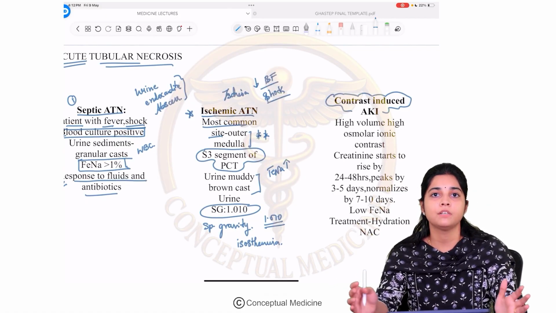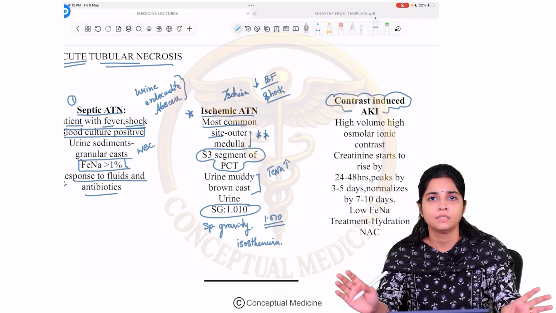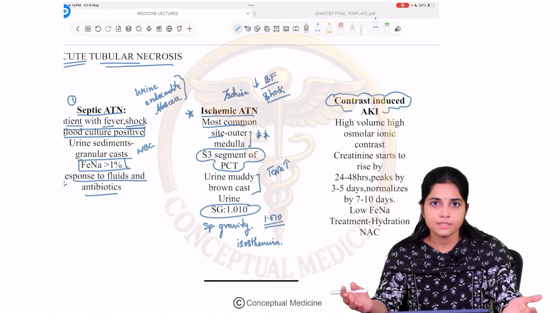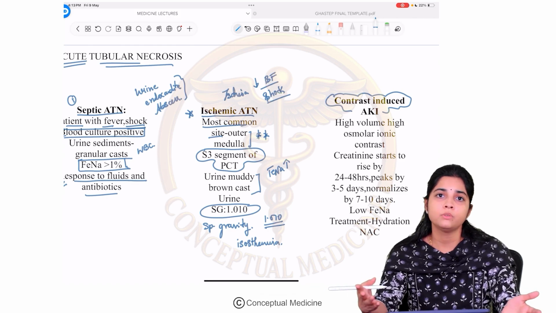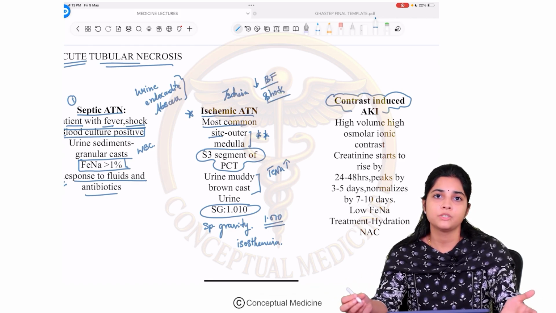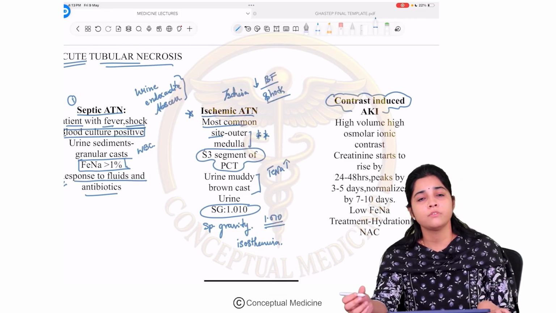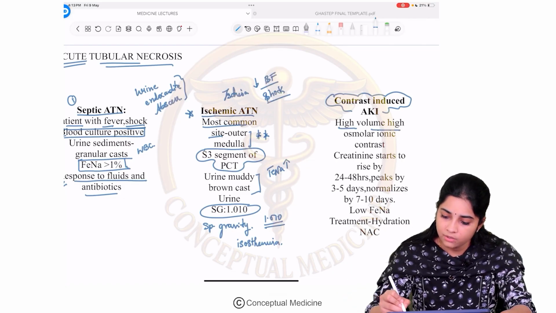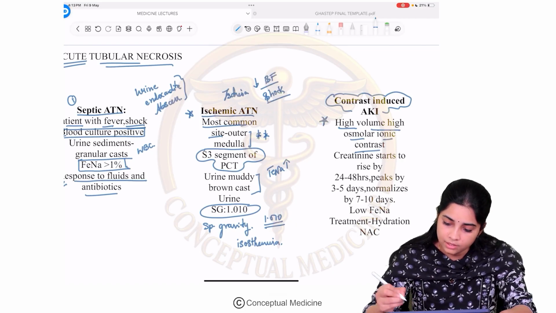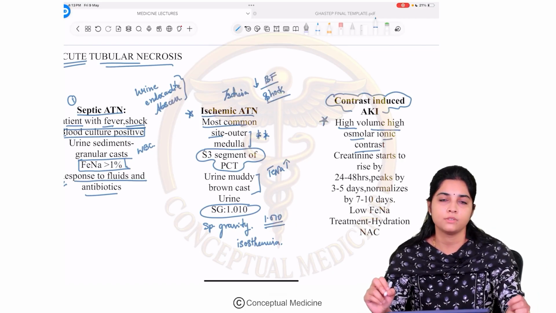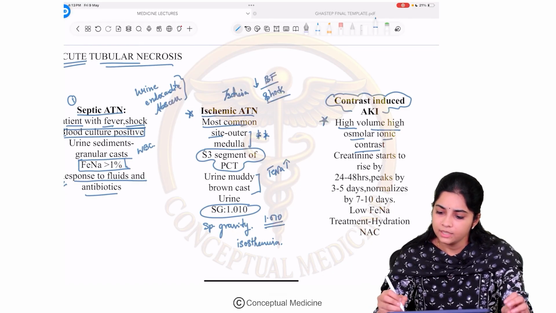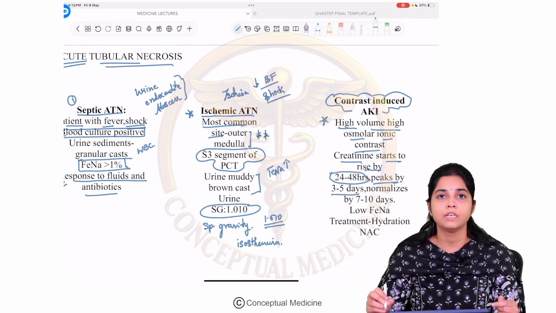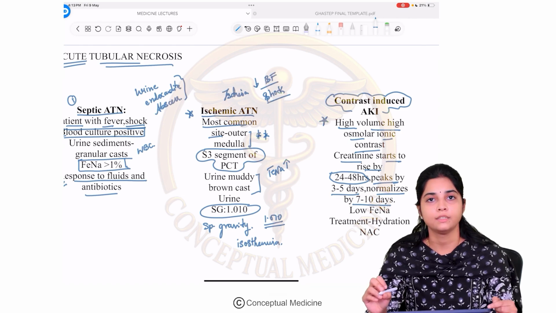In our previous discussion, we have understood that contrast is used in many diagnostic scans, maybe a CECT, which is your contrast-enhanced CT. Contrast can also be used in cardiology, in a coronary angiogram, right? So the use of contrast in any of these can result in an AKI. A high volume, high osmolar ionic contrast has the highest propensity to cause contrast-induced AKI. The creatinine starts to rise by 24 to 48 hours, peaks by 3 to 5 days, and normalizes by 7 to 10 days.